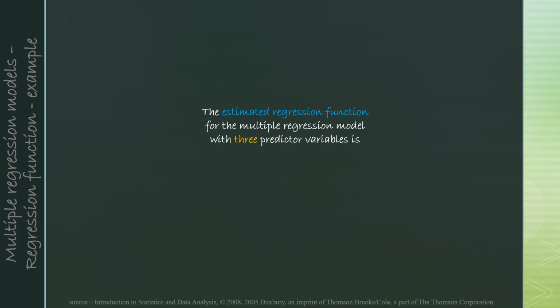The estimated regression function for the multiple regression model with three predictor variables is y hat equals minus 0.391 plus 0.00076 multiplied by x1 plus 0.000007 multiplied by x2 plus 0.125 multiplied by x3.